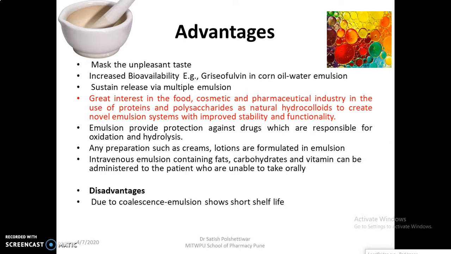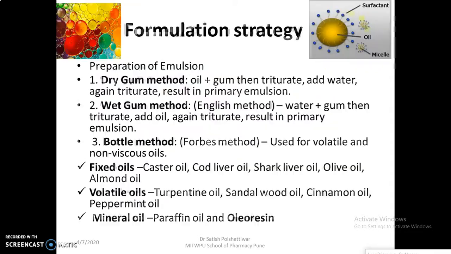The drawback is that, due to coalescence, emulsion has a very short life. But that can be prevented by using suitable emulsifying agents. So always you have to choose a proper emulsifying agent. Mostly it is used in combination, one or two. As for the strategy, it can be prepared by the dry gum method, wet gum method, and bottle method.